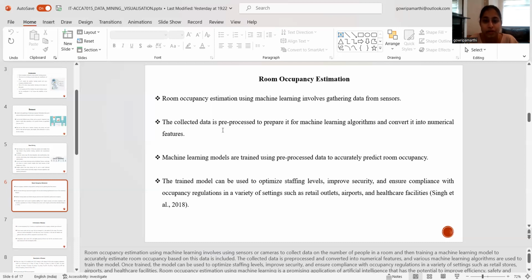In the process of machine learning using the pre-processed data, it helps to give predicted accurate data of the room occupancy. The model can be used to optimize the staffing levels, improve security, ensure compliance, and regulate a variety of settings such as retail outlets, airports, and healthcare facilities. So by using this process, we can improve the security levels, staffing levels, and compliance to regulate a variety of settings.